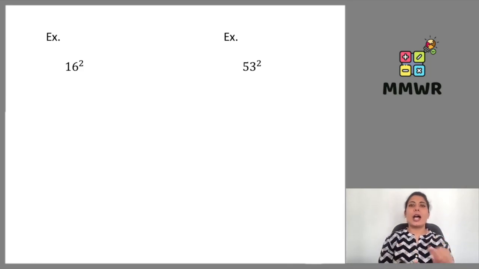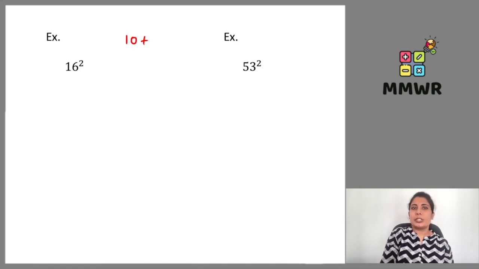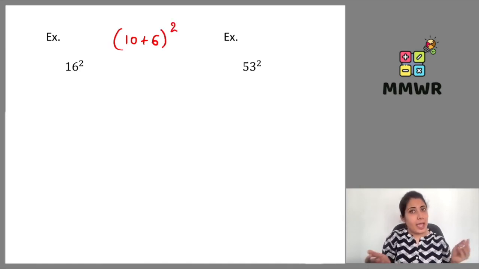Okay, so how do we find the square of 16? We all know the square of 16, right? How can we do it with this shortcut method? Basically, we will write this 16 and break it up this way, 10 plus 6. Now if we have to find the square of 16, that means we have to find the square of 10 plus 6, so whole square of 10 plus 6.